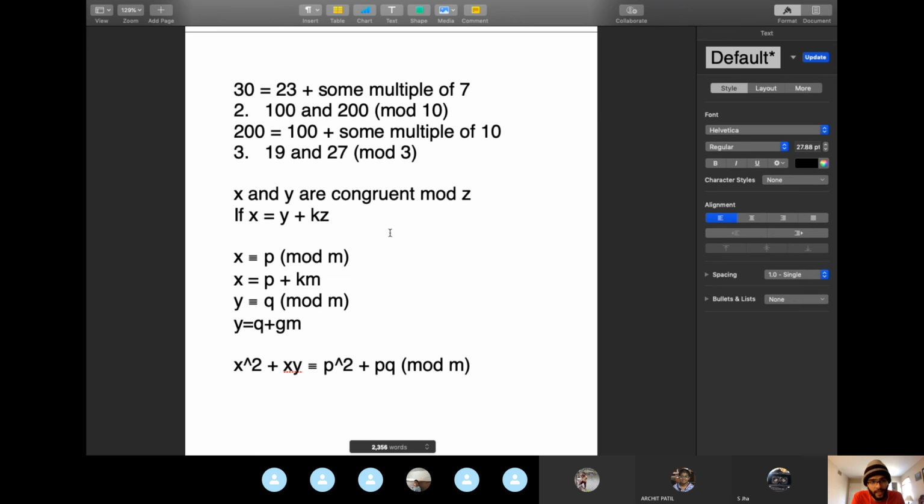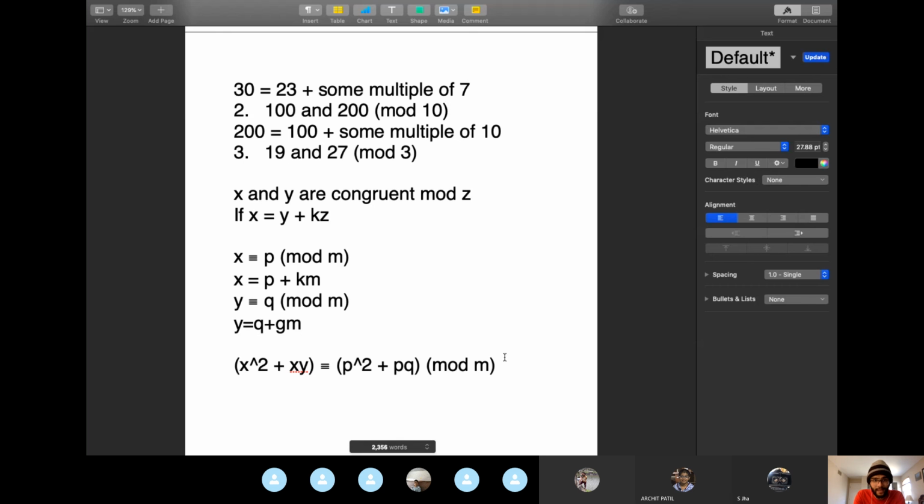Let's use the same definition of congruency. What is the definition of congruency? If x and y are congruent mod z, it means x is equal to y plus kz. So this is x, this is y, this is z. Do not get confused by the x and y here with the x and y there. x and y are two numbers that are congruent to each other. In this case, our first number is x squared plus xy, and our second number is p squared plus pq. They are congruent to each other mod m.